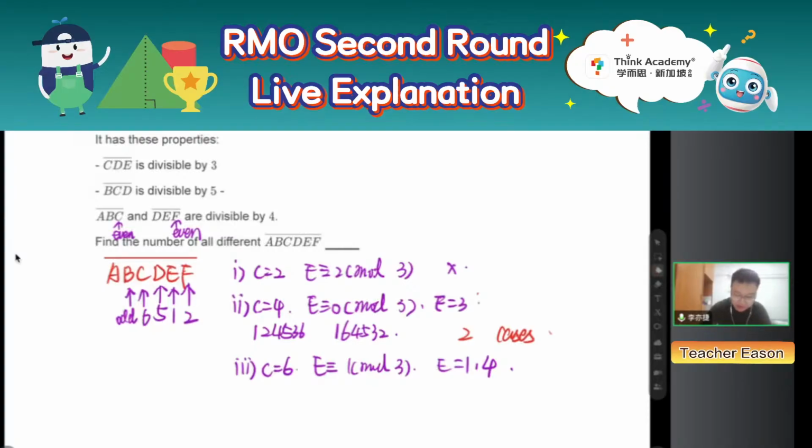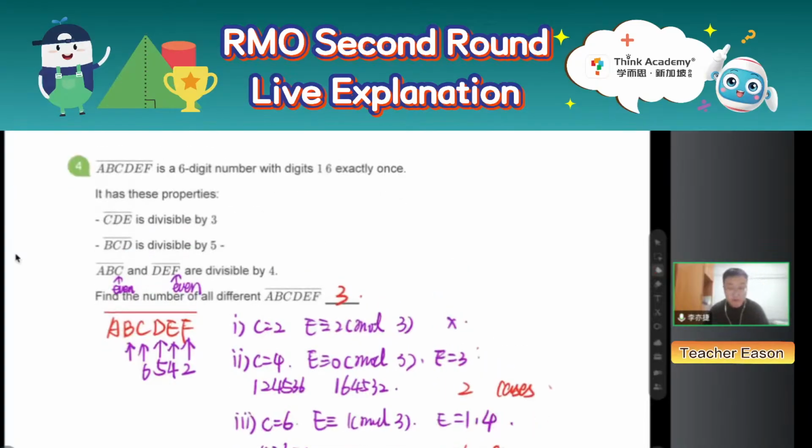And then for the 2 remaining numbers here, so now 1, 5, so B must be 3, and then A must be 4. Right? So we have 4, 3, 6, 5, 1, 2. Okay, this is the third case. So can E be 4? Actually, E cannot be 4, because if E is 4, then F must be 2, but 42 is not a multiple of 4. So this is impossible. So now we only have 1 case here. So in total, 2 and 1, we have 3 cases.